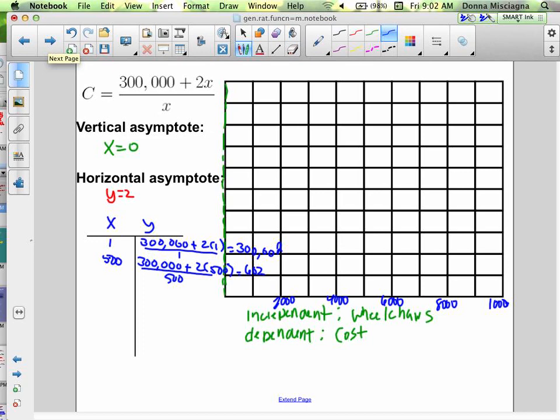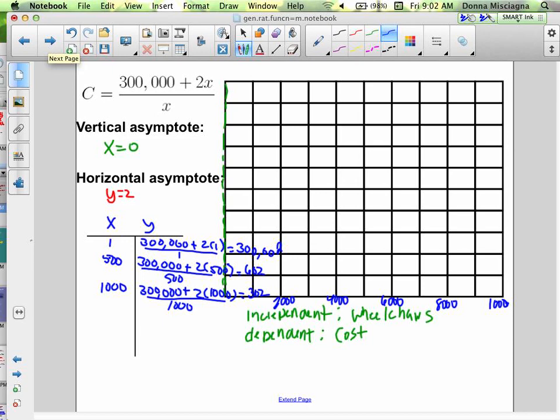All right, so let's do 1,000. So then we have 300,000 plus 2 times 1,000 divided by 1,000. So that's going to be 302,000. If I divide by 1,000, that's just going to be $302. Well, if we leave off the $302,002 wheelchair, we can go up by much smaller numbers.